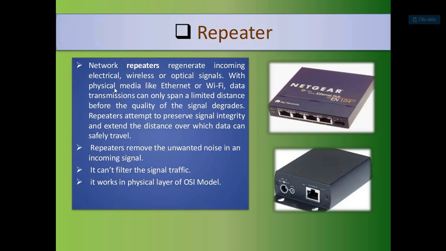To regenerate or amplify these signals, we use repeaters. Repeaters attempt to preserve signal integrity and extend the distance over which data can safely travel. For example, for a twisted pair cable, we have to use this type of repeater every 100 meters, or before 100 meters. Now, it can't filter the signal traffic.